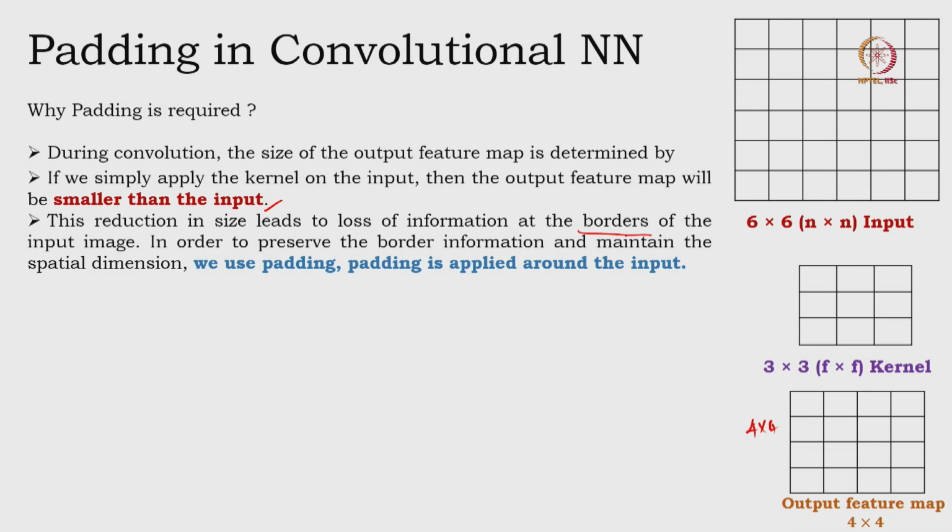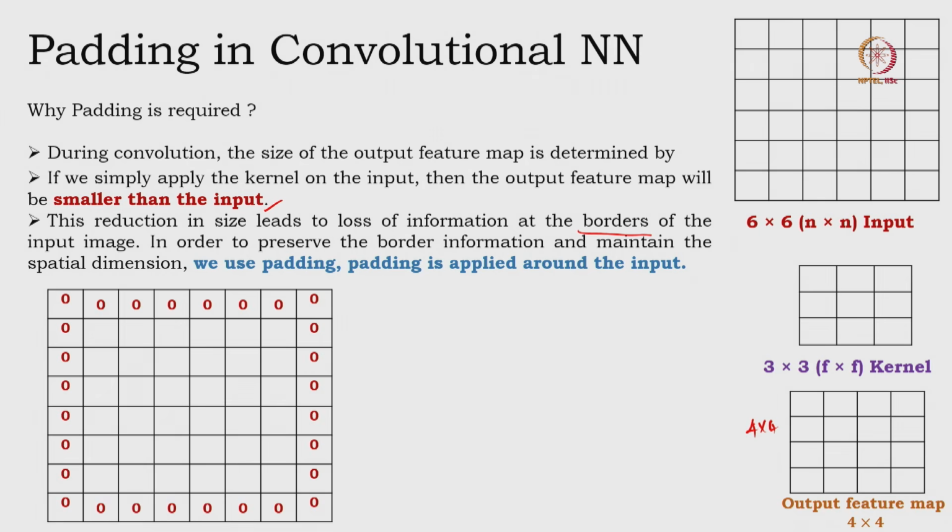But what if there is some important information in the border also? Say, for example, in medical applications, every part of an image is important. So, what if the border has important information? We cannot afford to lose it. Therefore, we use the padding concept.